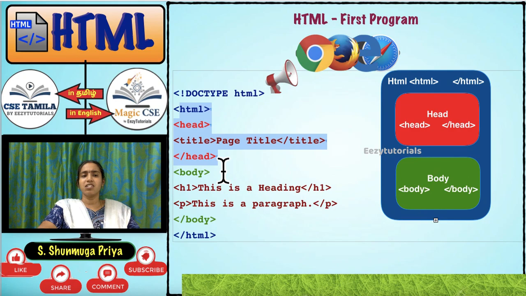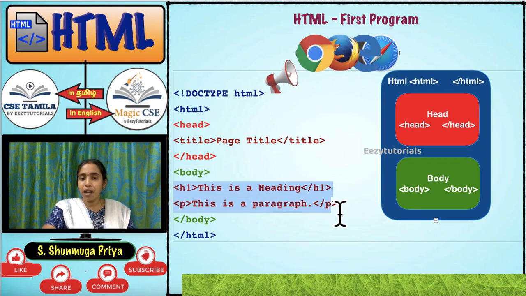The next section is the body section. The body section will have the actual contents. The actual contents, along with the formatting tags and whatever you want, layout setting, everything you can do in the body section. Here in this example, I am using two sentences. This is heading, this is paragraph. The heading is kept inside the heading tag. The heading tag and paragraph tag will be covered in detail in the forthcoming videos.